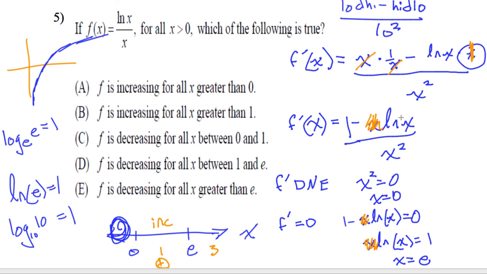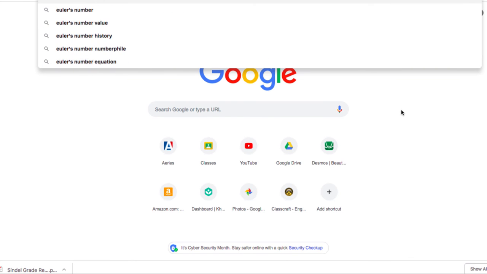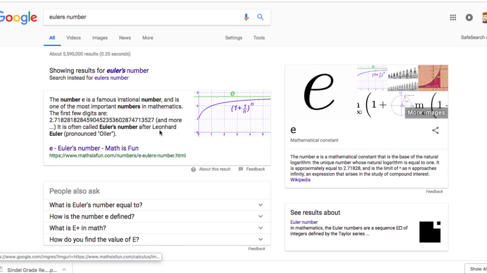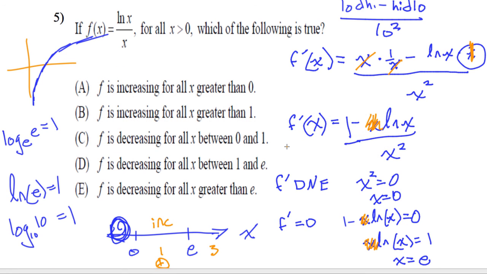What's the approximation of e? 2.718. Euler's number, 2.718281828. Yeah, so 2.7 is a good approximation for us in calculus. 2.72, sure. You can round it to 2 decimal places.